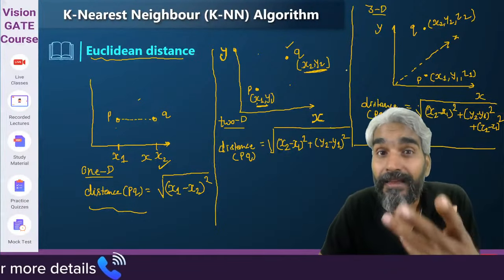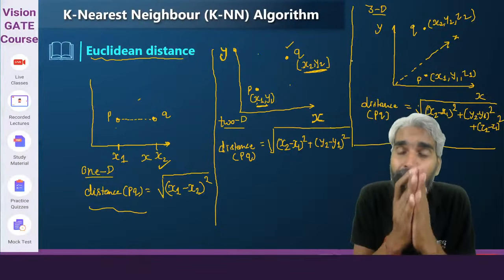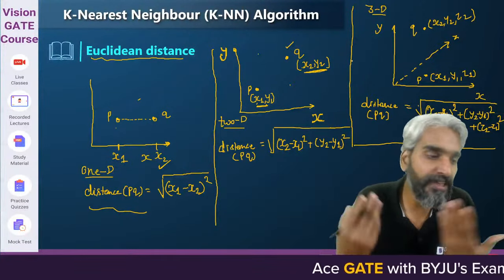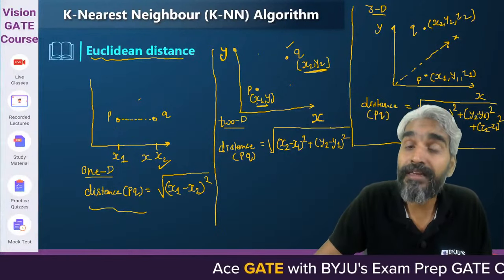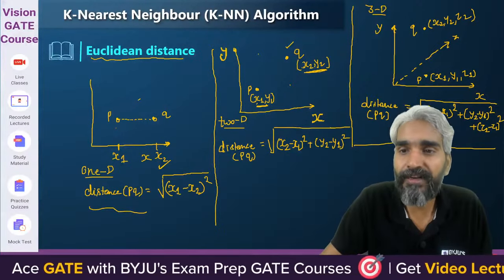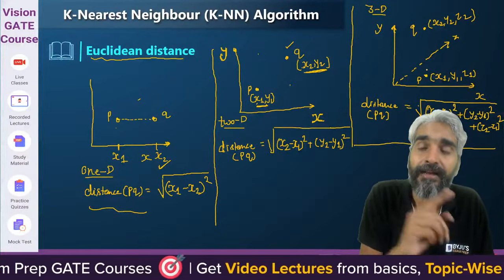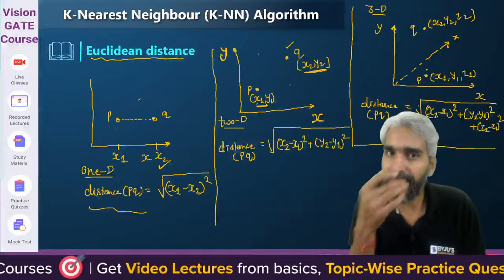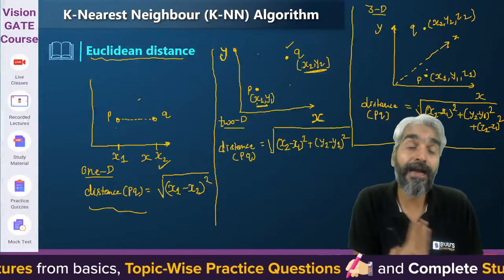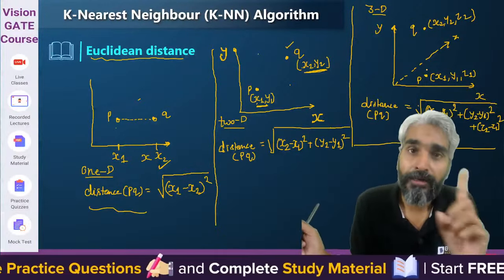If there are 3 independent variables in the input, that means the dimensionality of the input data is 3. So if it is 3-dimensional data, how will you calculate the distance between 2 points? There will be 3 different dimensions of one data: how far it is from the new data in the x dimension, how far in the y dimension, and how far in the z dimension. So each data point will have 3 dimensions.